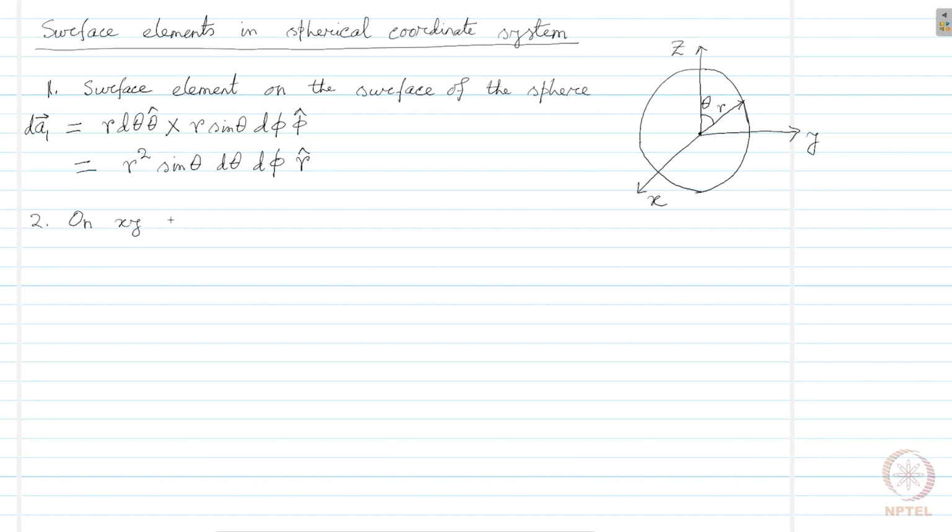So, on the xy plane, we will have theta equals constant equals pi by 2. With this, we will have dA2, the second kind of surface element, as dl r cap cross dl phi phi cap, which is r dr d phi theta cap.